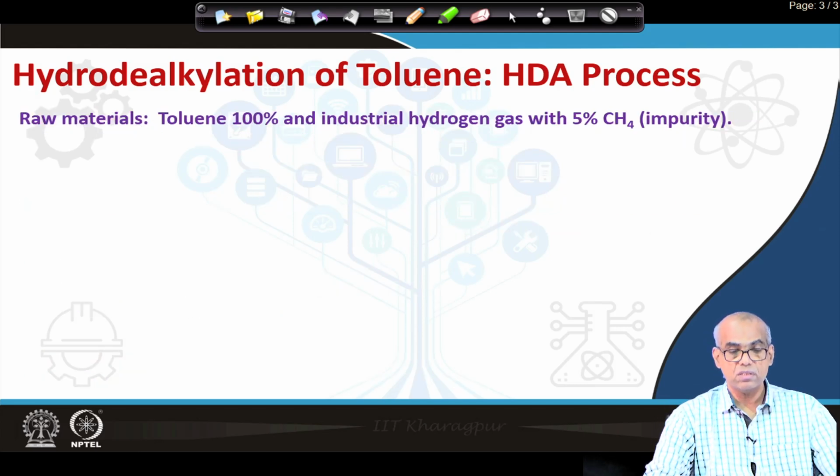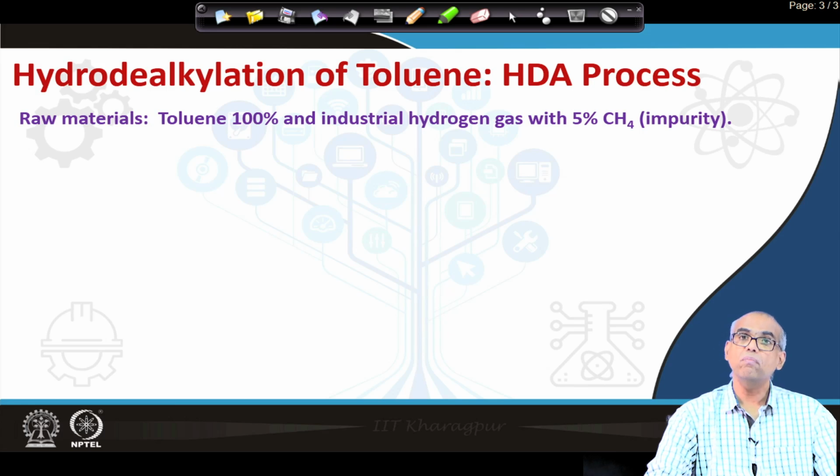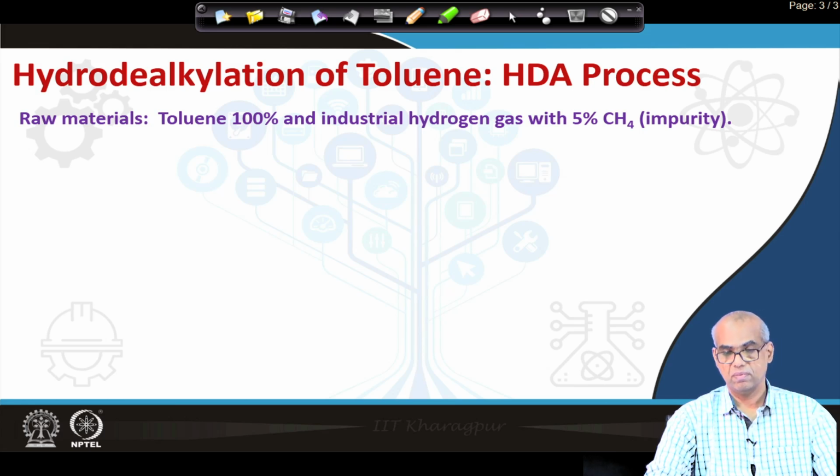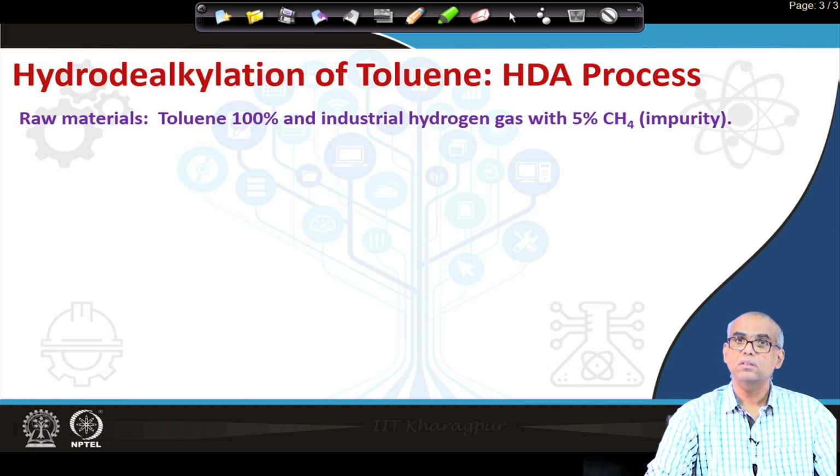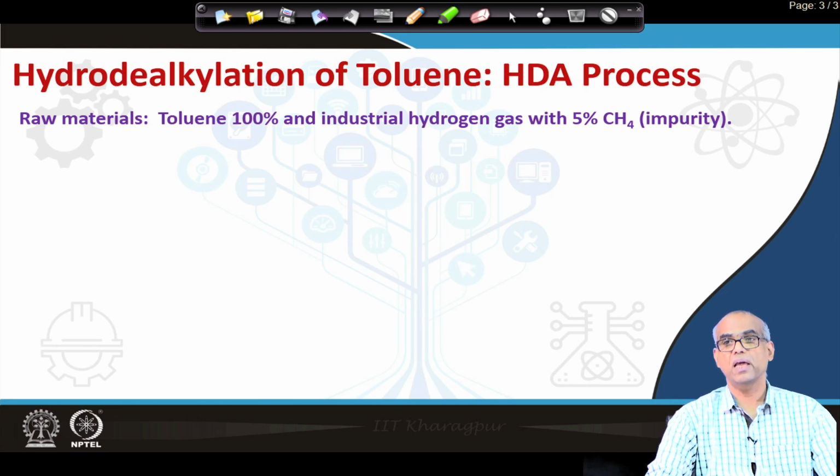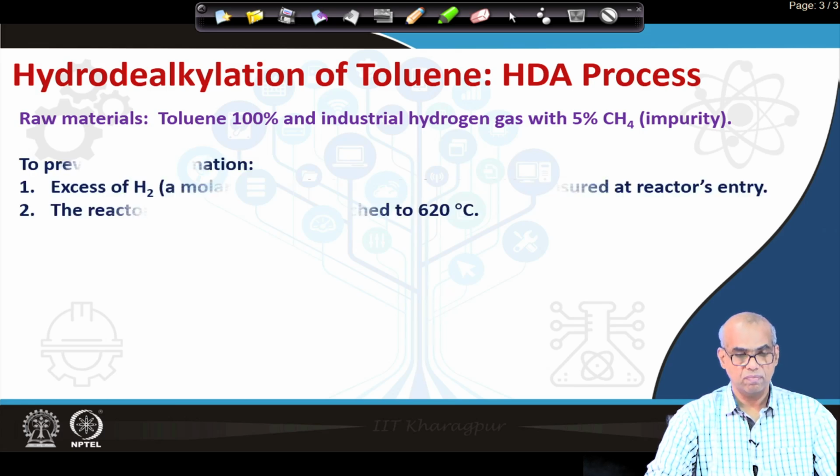The raw materials used are pure toluene, so 100% toluene, and industrial hydrogen gas, which will contain about 5% of methane as impurity. Industrial hydrogen gas will generally contain methane as impurity because almost 50% of hydrogen is produced by steam reformation of natural gas. So, methane comes as impurity.